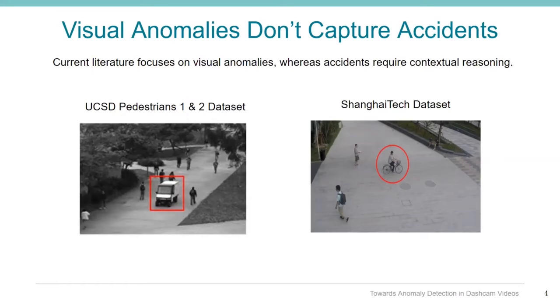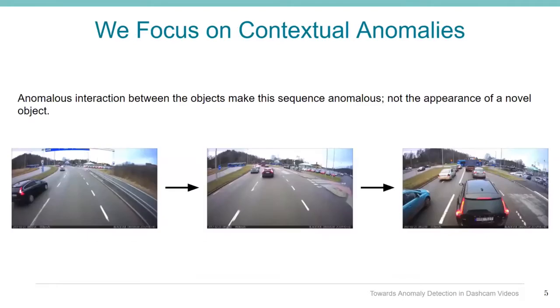However, road accidents generally comprise contextual anomalies, in the sense that objects in the scenes do not change. However, the nature of the interaction between objects changes significantly. Consider this sequence as an example. The objects here are not novel or anomalous. However, their interaction, that is the cars coming too close, deems it to be an anomalous scene. Previous datasets do not capture such examples.